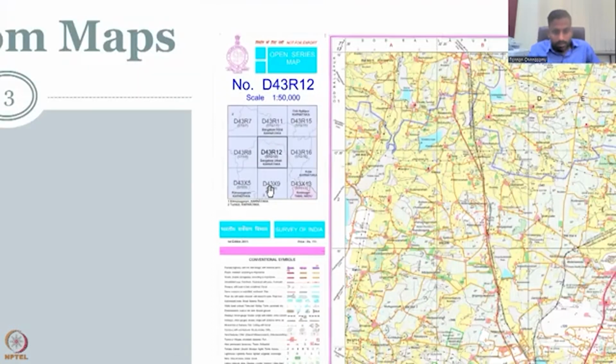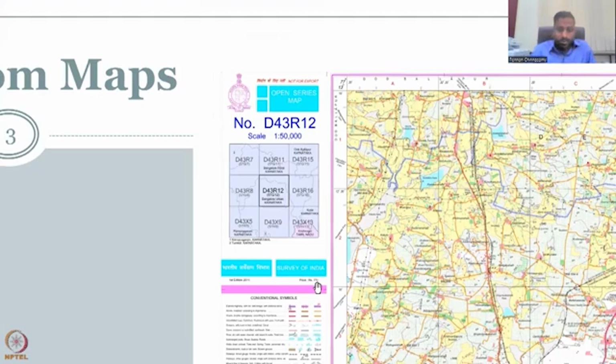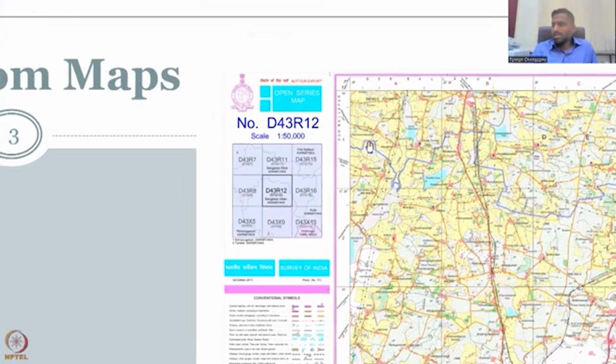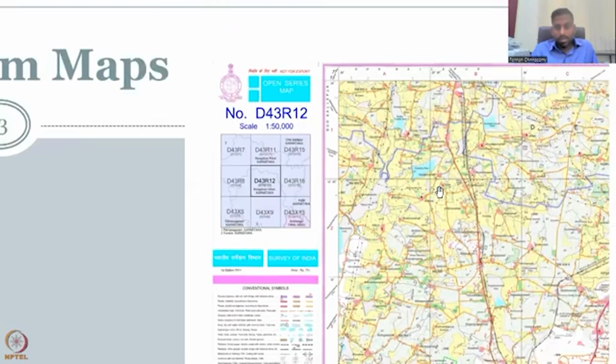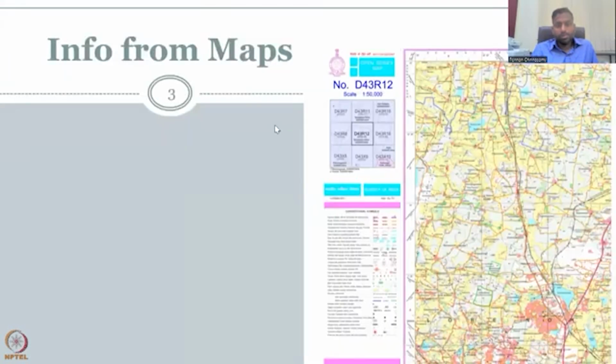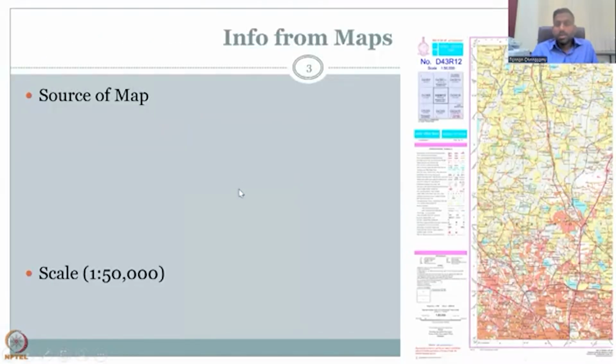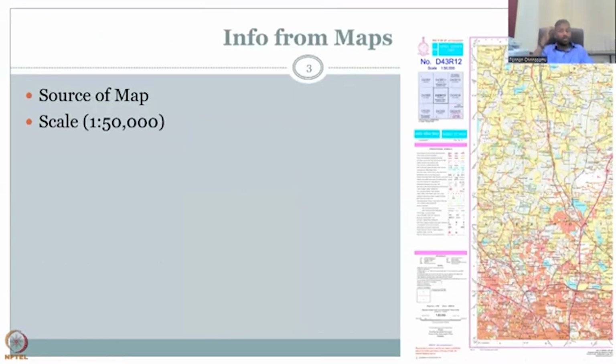Okay, so there was a price for this, 77 rupees. Some data is free and open, so 77 rupees is not big. As I said, it is low cost. Some of the maps may be expensive also, so you will look at some examples. So the first important thing is the source of the map that we have seen. Then we jump into the scale.